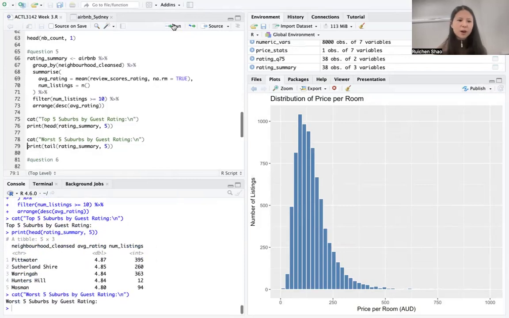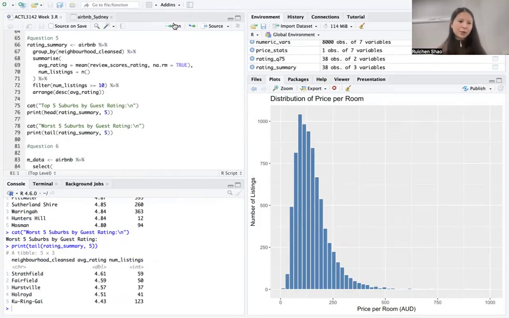And here are the top 5 areas. Here it is.